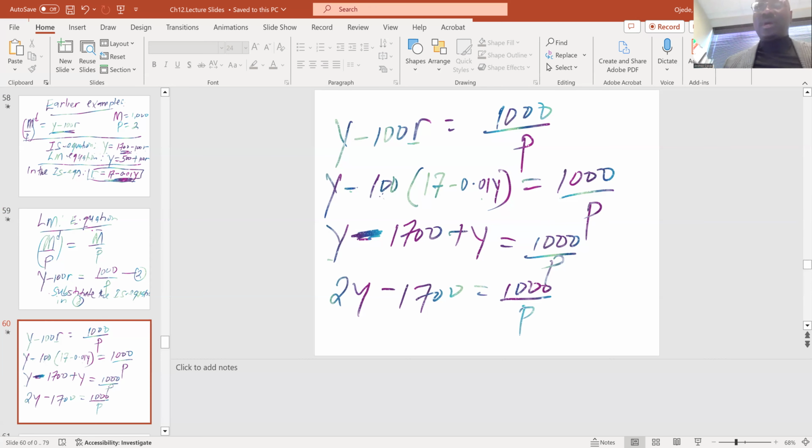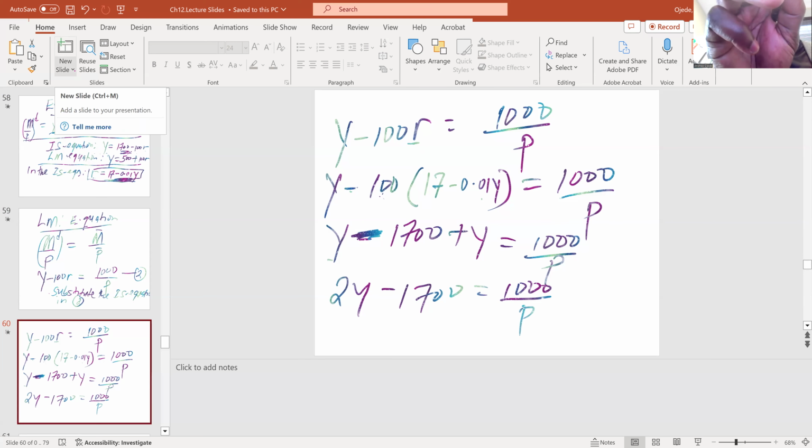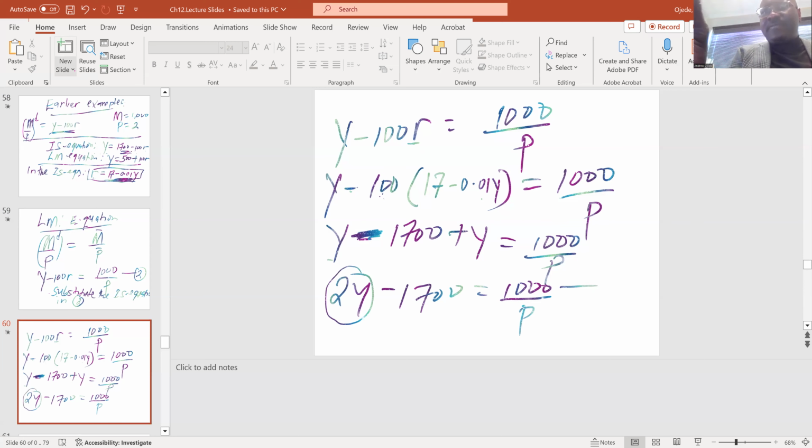Okay, you can leave your expression in this form if you want, but you can also do a little bit of cleanup. If you leave it there, I can see the inverse relationship. This is your AD function, because the aggregate demand function shows an inverse relationship between price and output. But I want to clean it up a little bit.